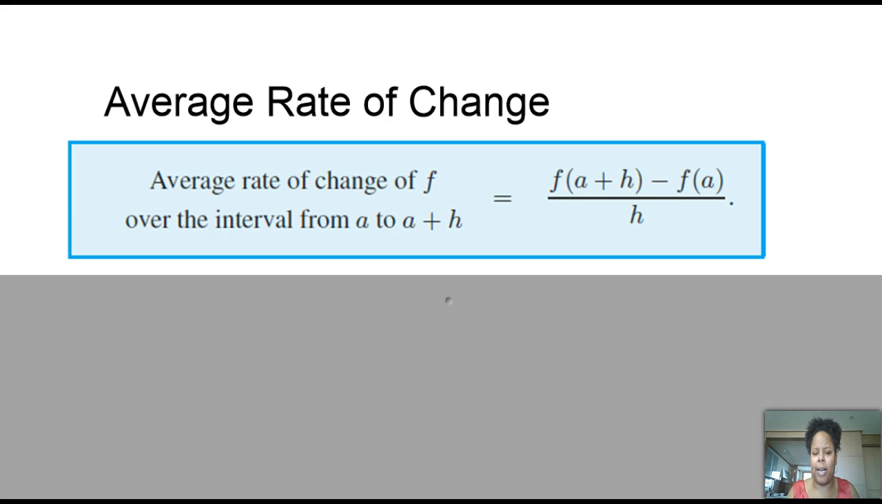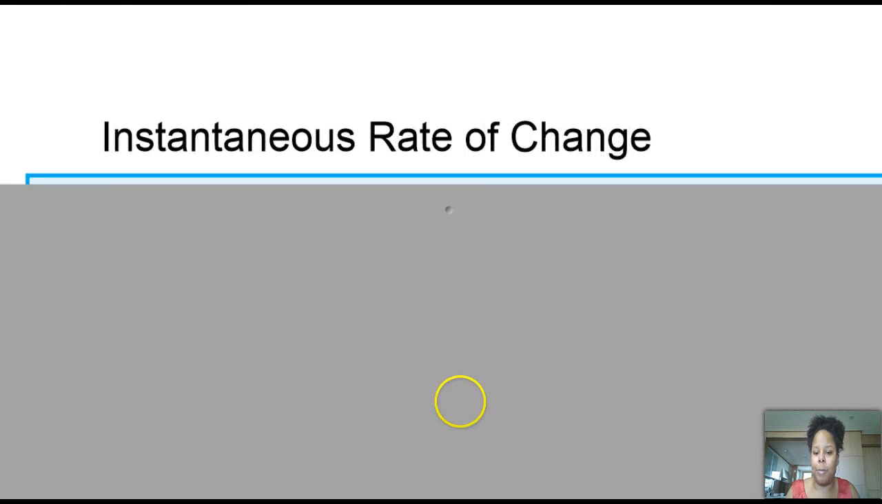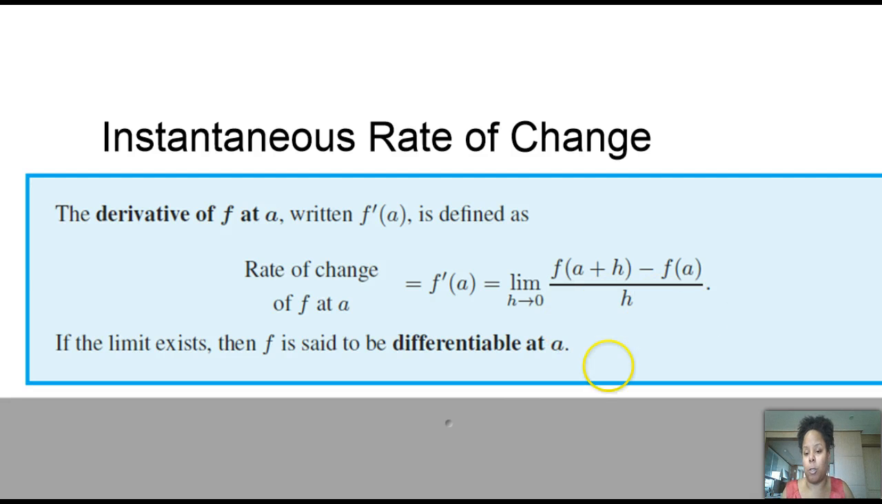And if we want to try and find the instantaneous rate of change, then we would do the exact same thing, but in addition, we would add a limit to that difference quotient. And the limit is going to be as the difference in the endpoints, h, goes to 0. We call this the derivative of your function f at that point a. It's basically the exact same thing as the rate of change of f at a. And if the limit does exist, then f is said to be differentiable at a. If the limit does not exist, then f is not differentiable at a.